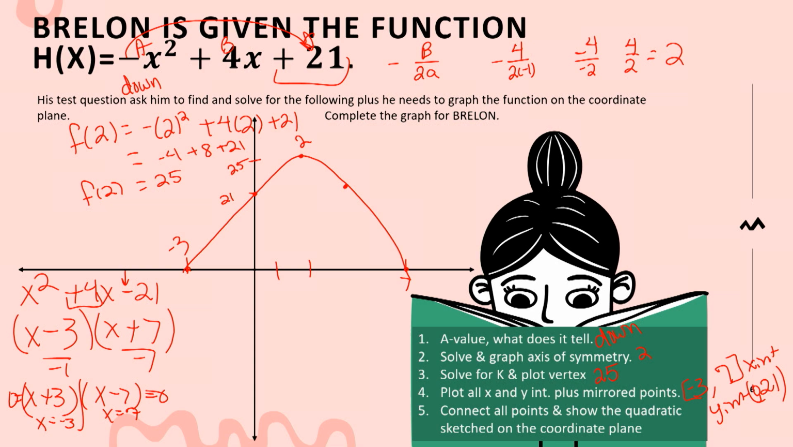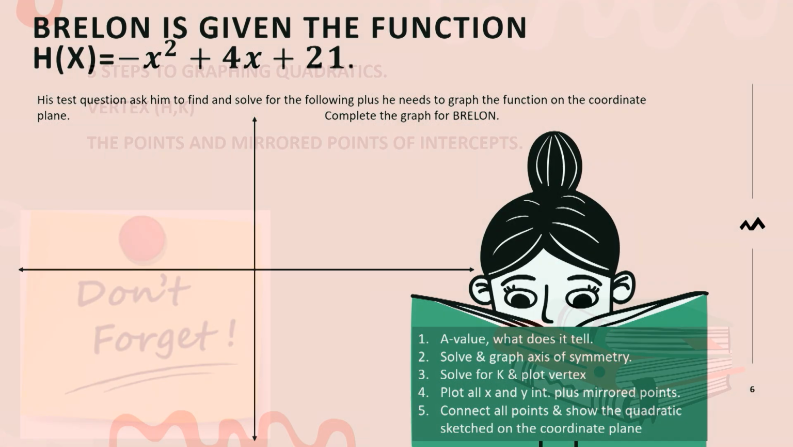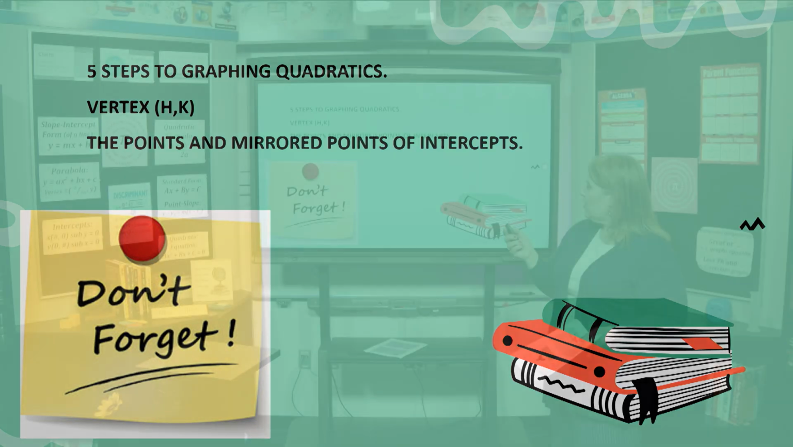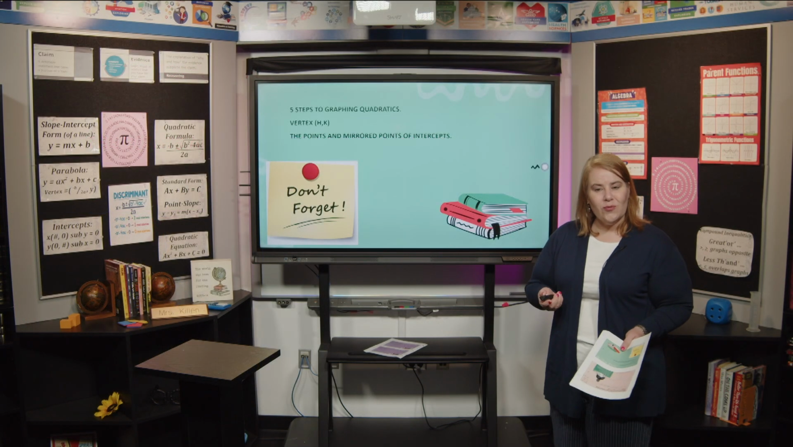Then it says connect all the points and show. So we did. We answered our questions. Good job, guys. We don't want to forget what our 5 steps are to graphing these quadratics. Remember that my h and my k values is just my x and my y value of that vertex. The points and mirroring points and the intercepts are always going to connect if we do the problems right. And we did, so we've learned what we've got.